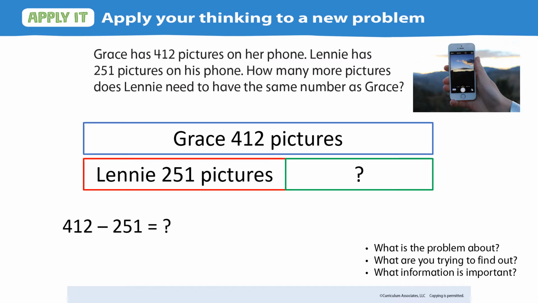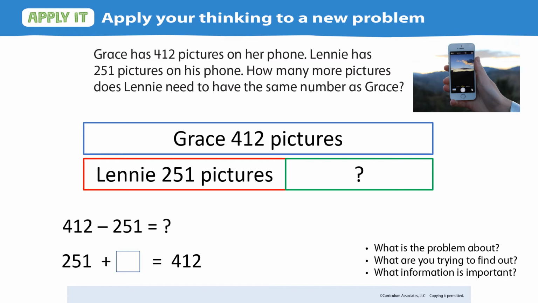So did you think about it like this? Grace has 412 pictures. If I take away the number of pictures that Lenny has, I'll know how many pictures he needs to have the same number as Grace. So you might have thought about it as a subtraction problem. If you did, you could say, I can make a number line. I can start at 412 and I can jump back 251. And where I land is the number of pictures that Lenny still needs to have the same number as Grace.